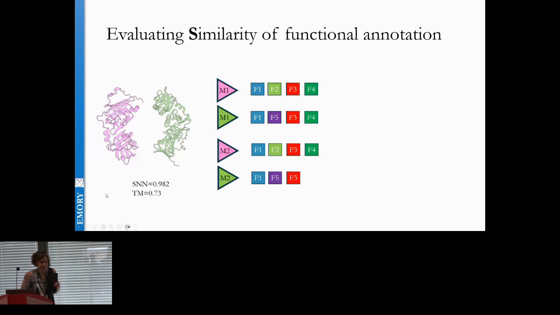There were only 6,000 proteins in that set that were actually functionally similar. So 6,000 out of 305,000 were annotated to be functionally similar.